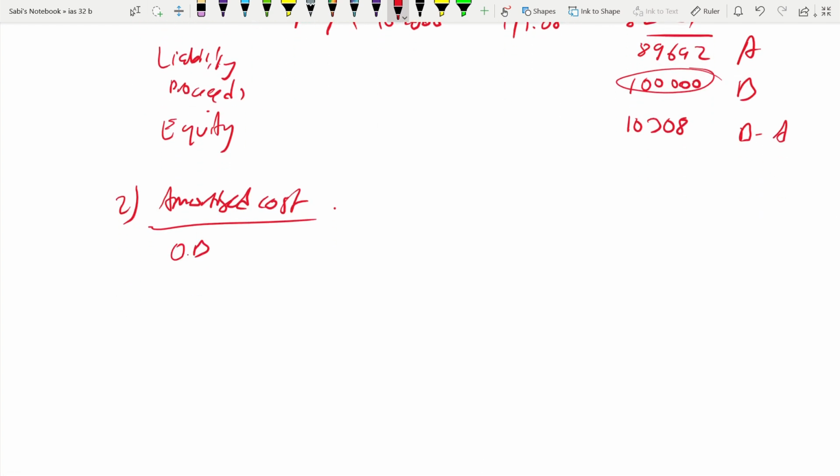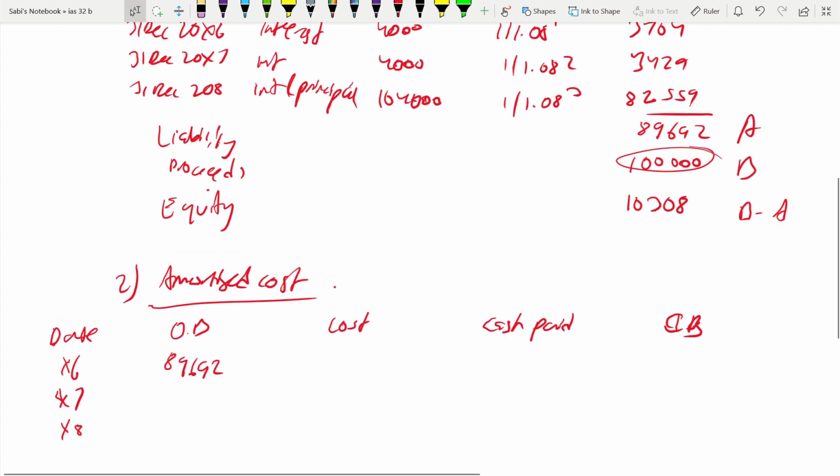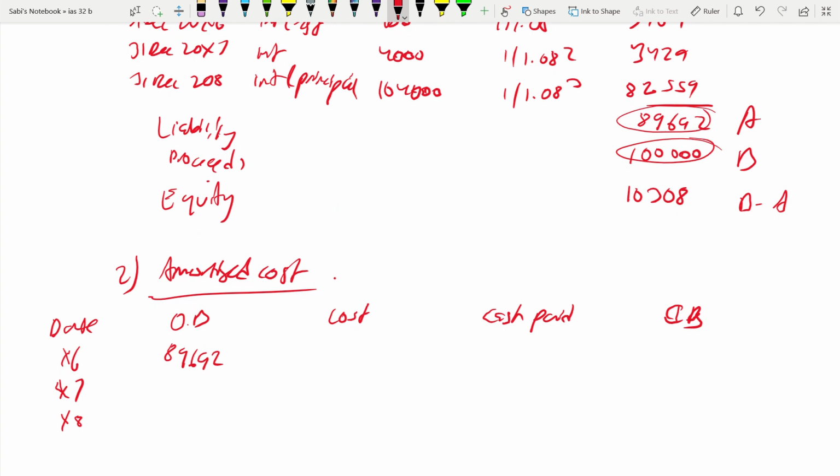Opening balance, cost, that is your interest, cash paid, and your closing balance, CB. So here it is 2006, 2007, and 2008. Opening balance, you start with 89,692. This one, A. Then your cost will be 8% on that opening balance, 7,175. This will be 4,000, already we have taken. So here it will be 92,867.